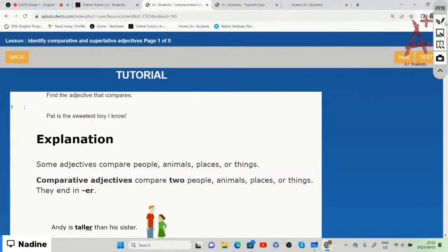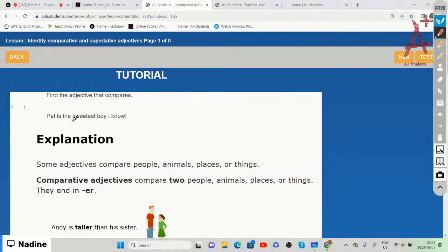So we're going to choose sweetest, right? This is the adjective. And if we identify which kind of adjective it is, we will say it is a superlative adjective, because superlative adjectives end in est. So Pat is the sweetest boy I know. Sweetest is our adjective that compares, and this is a superlative adjective, which ends in est.